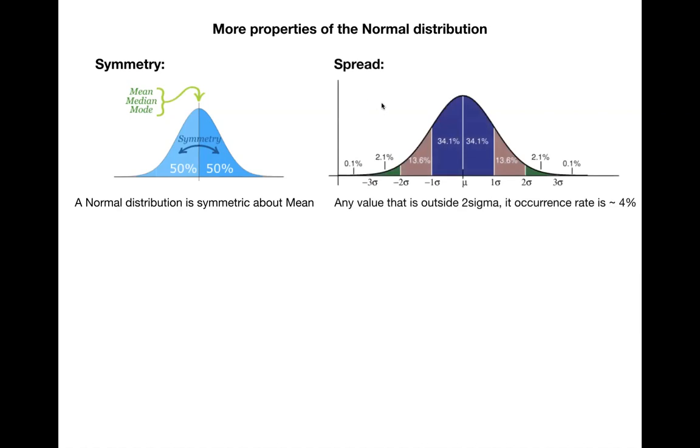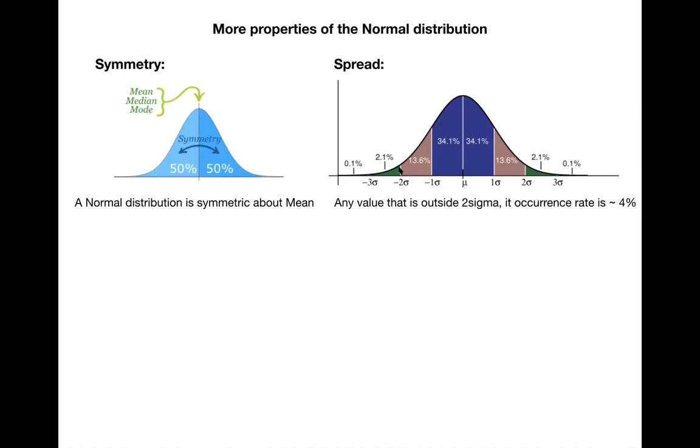Spread is also an important property of the Gaussian. Here's mu, and you see the bell curve, which looks like a bell. Then there are mu plus sigma and mu plus 2 sigma. Outside 2 sigma, the occurrence is, if you still remember, given by the probability density function of a continuous distribution, and the probability is the area covered by this region. So anything above mu plus 2 sigma is this green area shaded here.